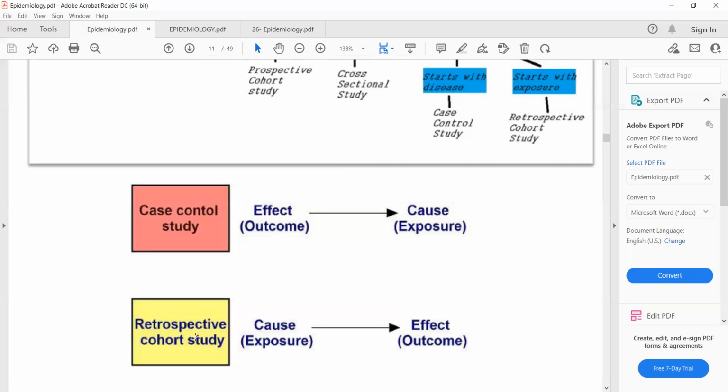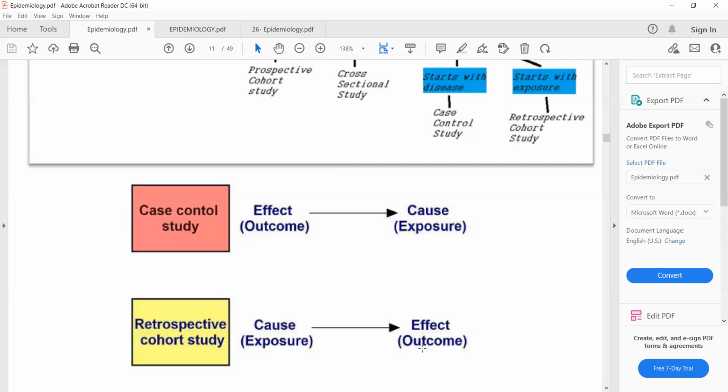So this will be a retrospective cohort study. And the advantage of a retrospective cohort study is that only a single exposure can be studied, but multiple outcomes can be expected, because smoking can cause lung cancer, smoking can cause cardiovascular diseases, smoking can cause bladder cancer.